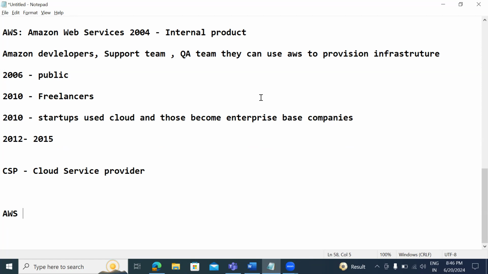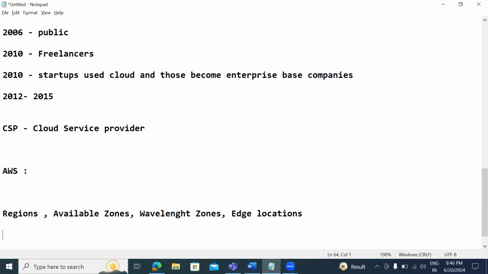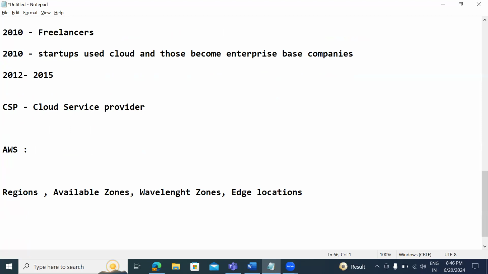Here we have some terminology. What are regions? Then availability zones. There are also wavelength zones and edge locations. So this is the data center terminology: regions, availability zones, wavelength zones, then edge locations, and for some of the bigger companies, they give a concept of local zones also.